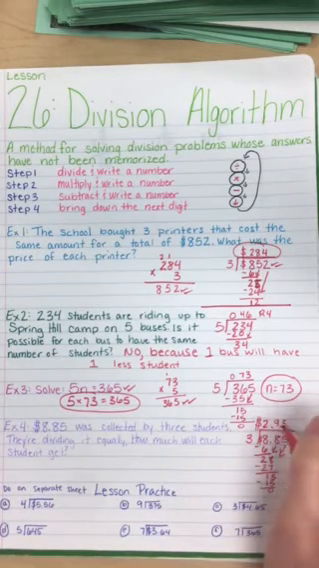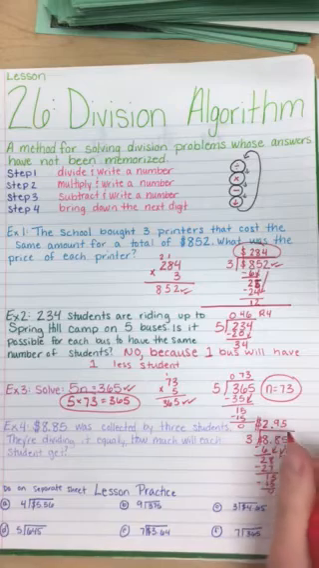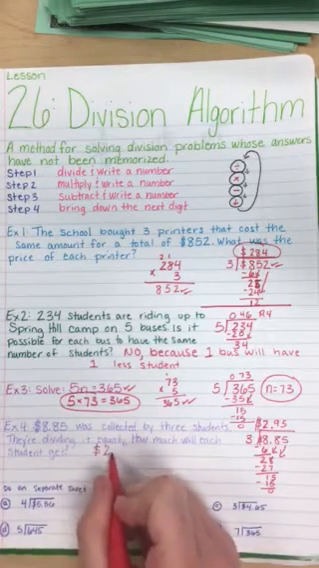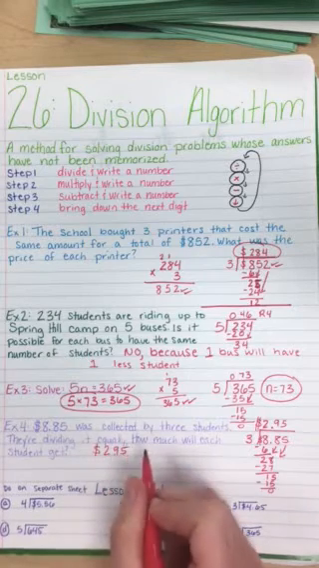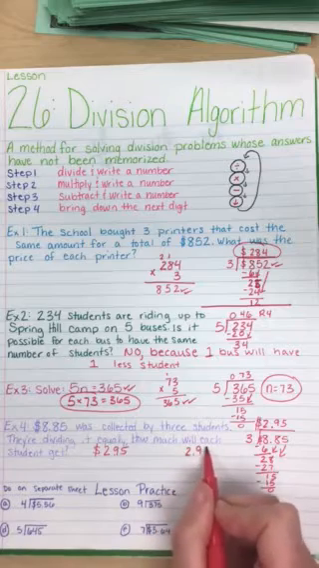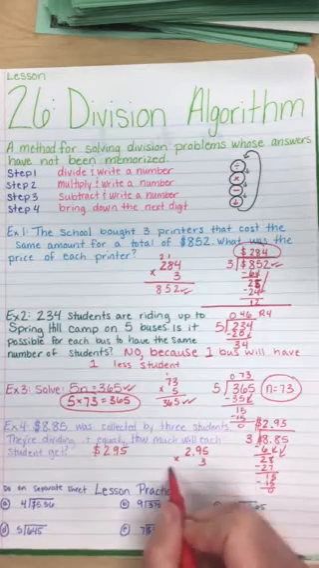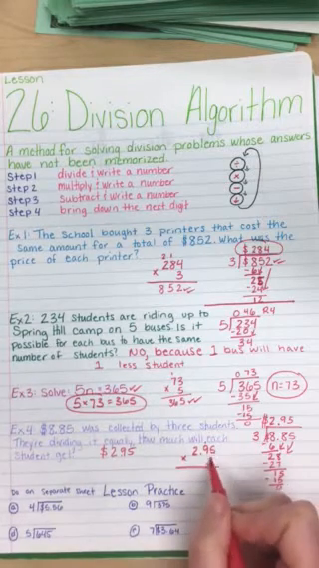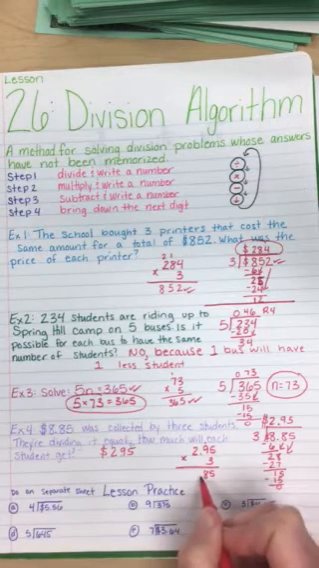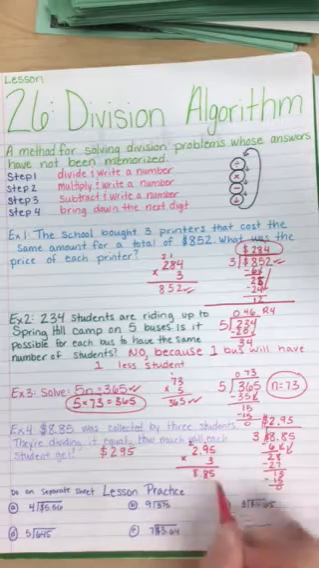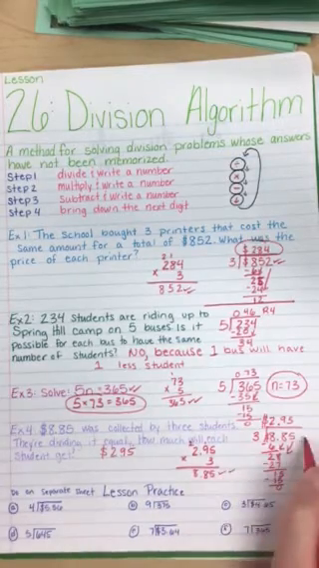And the answer is $2.95. How much will each student get? $2.95. And do not forget to double check it. So 295 times 3, you get 15. Then you get 27, 28. Then you get 28, right? And then you get 885. Double check, double check.